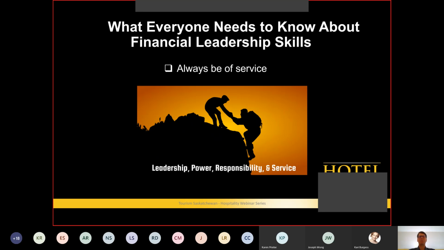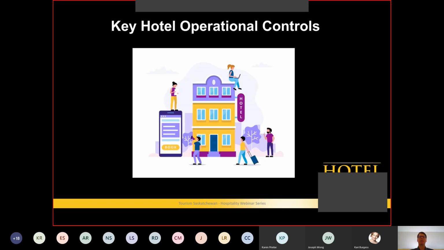And finally, always be of service. Your job at the end of the day is leadership, and it's about serving people, helping people. The people that work for you want to be educated. They want to be shown the way, and it's your job to give them that. They're not there to serve you. You're there to serve them. With financial leadership, that is so important.